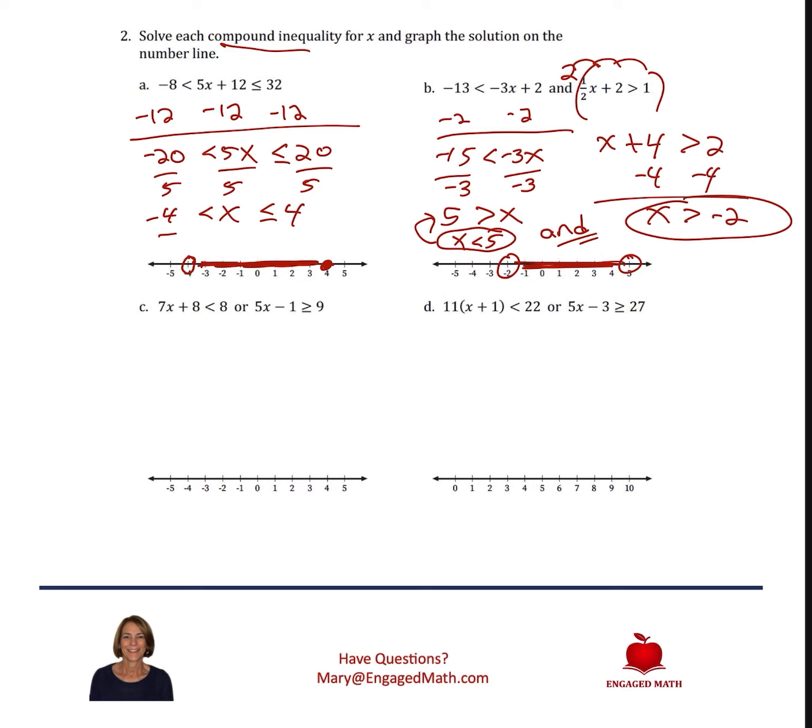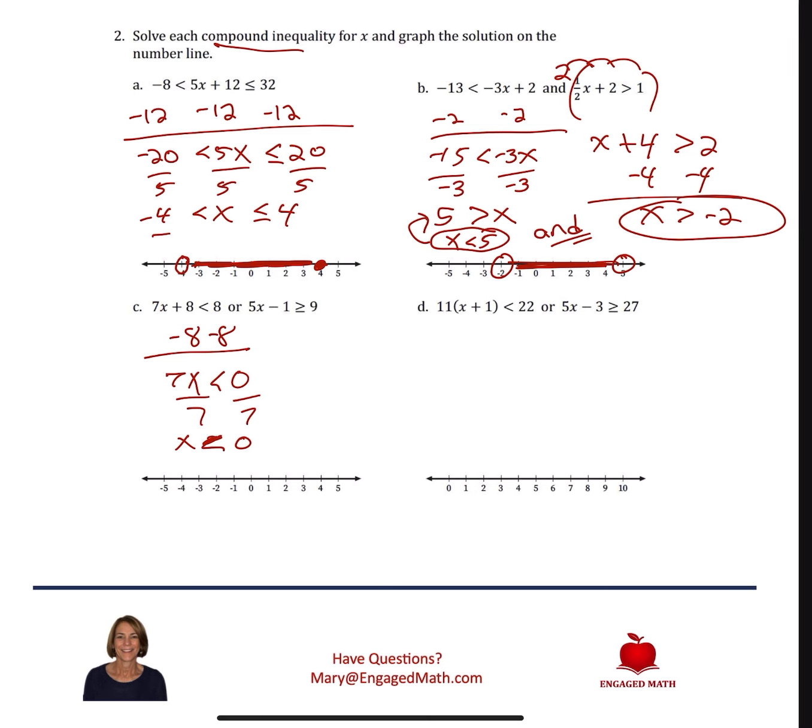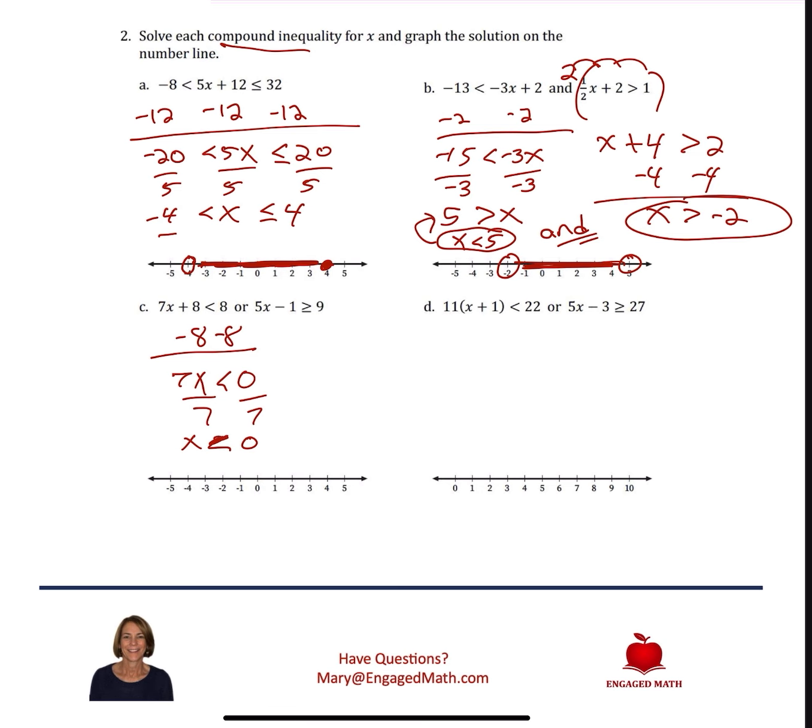Okay, let's go to the ors. Ors typically shade to the left and to the right on the number line, but let's see what happens here. Okay, so C, we're going to subtract 8 from both sides. 7x is less than 0. Divide both sides by 7. Don't forget, 0 divided by anything is simply 0. So we have x is less than 0. Okay, so already I can go to 0 and put an open circle and shade to the left because x is less than 0.